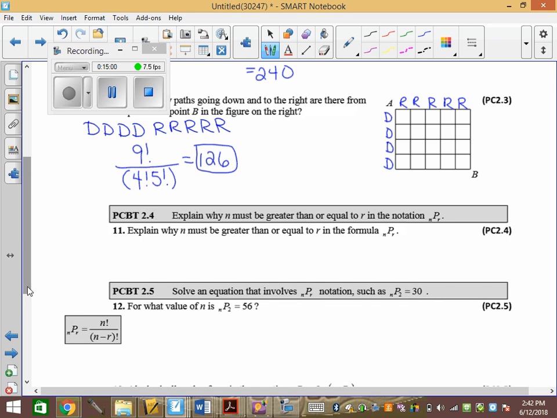Explain why n must be greater than or equal to r in the formula nPr. Why does n have to be greater than or equal to r? Yeah, you can't choose more than you have.